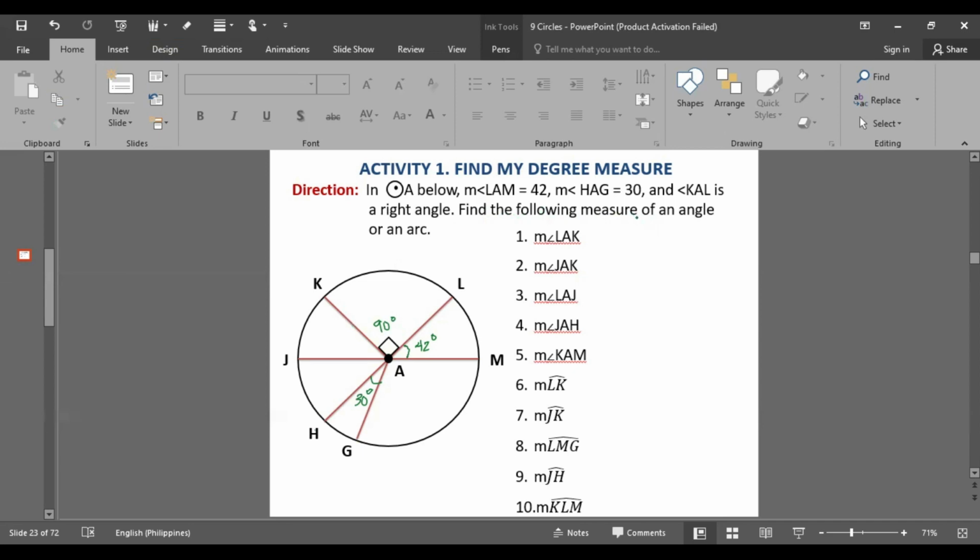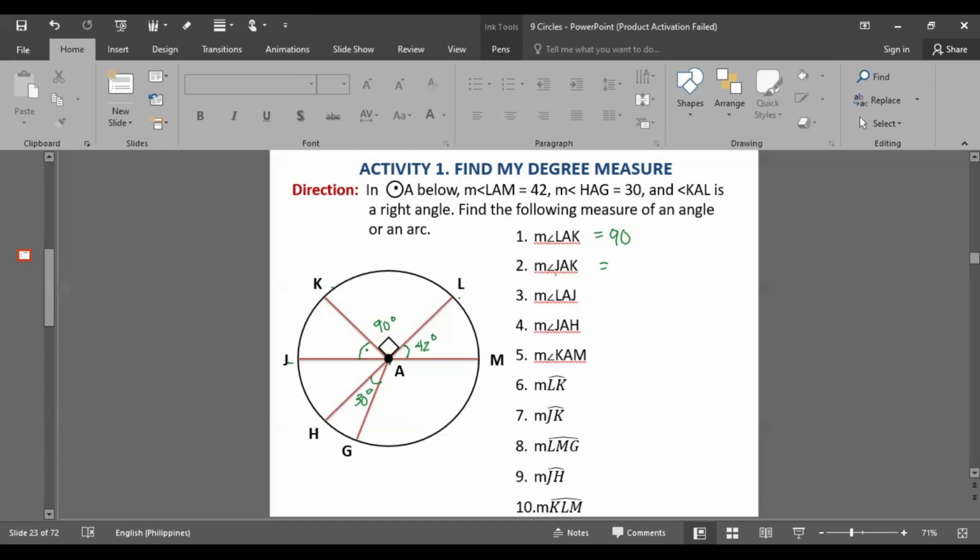Find the following measure of an angle or an arc. So let's start. Number 1, measure of angle LAK. Based on the given, it's a right angle and it measures 90 degrees. So we will put here 90. Next, number 2, angle JAK.